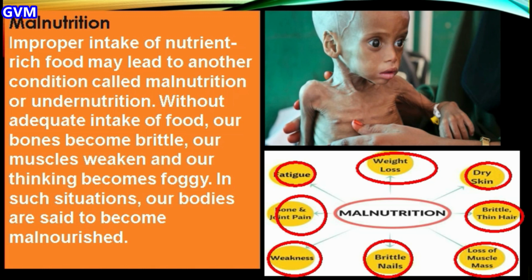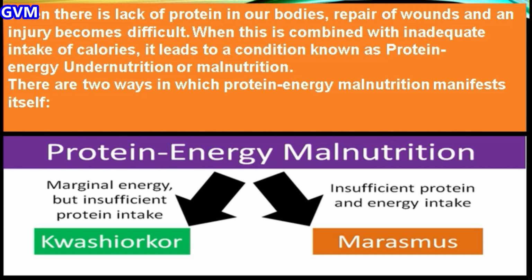Now, students, in another section, we will learn about malnutrition basically in case of proteins. So let's move on towards the next slide. Students, when there is a lack of protein in our bodies, repair of wounds and injury becomes difficult. As I said earlier also, protein is a body-building food and it helps our body to repair wounds and injury.